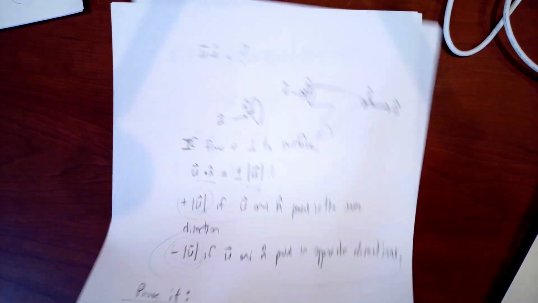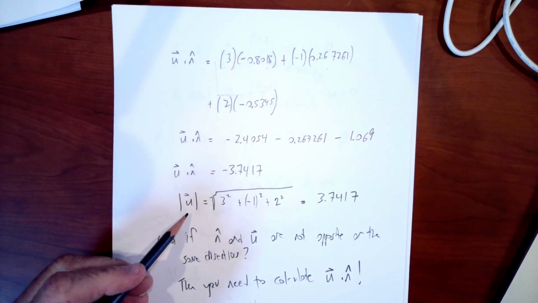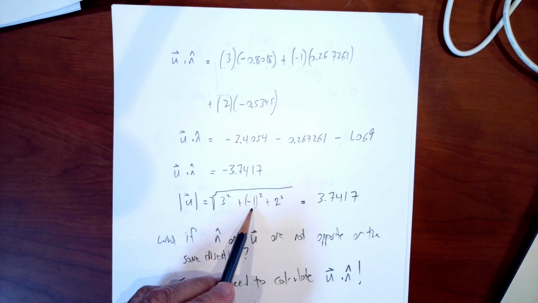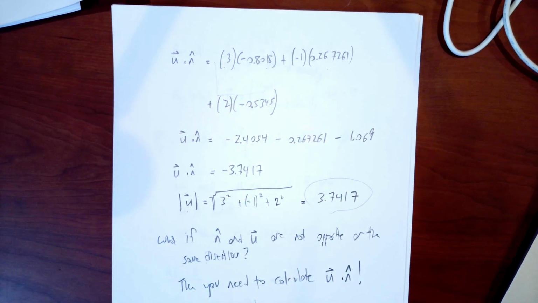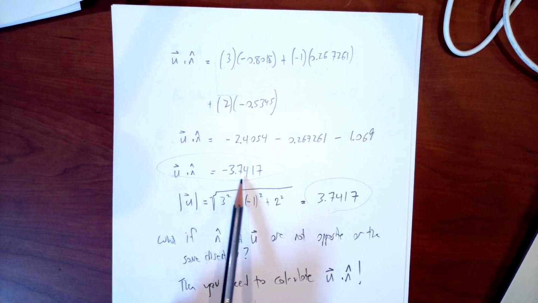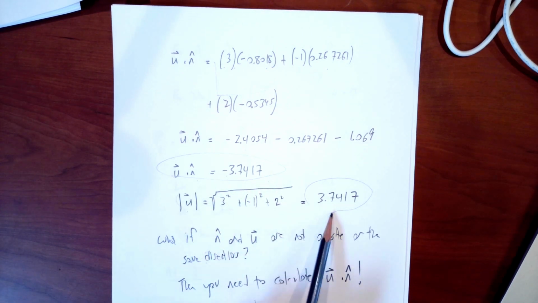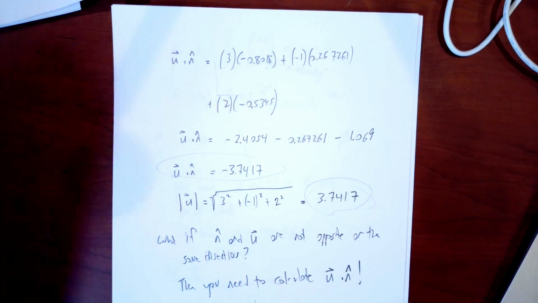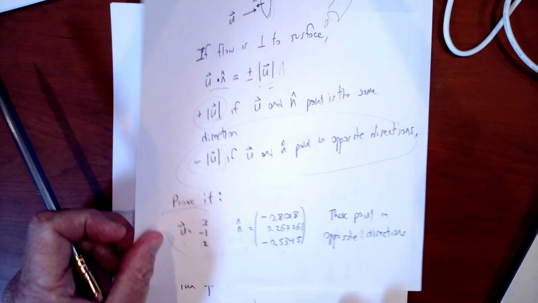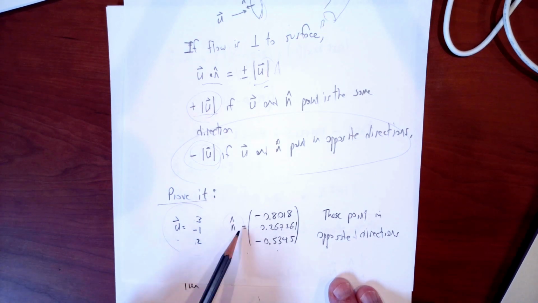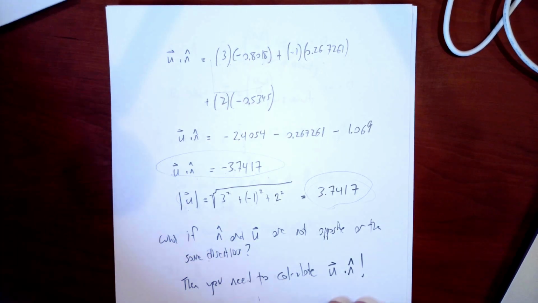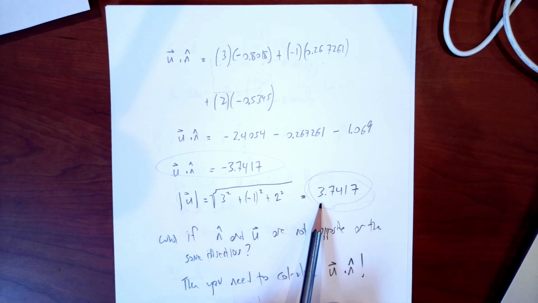So I need to calculate the magnitude of the U vector. The U vector magnitude is the square root of 3 squared plus negative 1 squared plus 2 squared, which is 3.7417. So it works exactly, of course. Math works. So U dot n is negative 3.7417, and the magnitude of U is 3.7417. So we see, at least in this example, that when the U vector and the n vector are pointed in opposite directions, the dot product of U dot n is in fact just the negative of the magnitude.